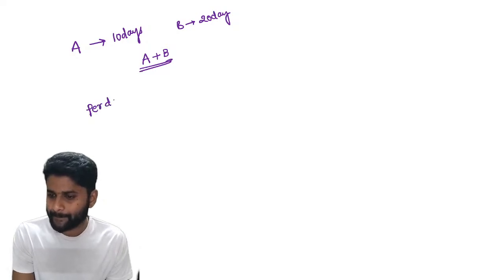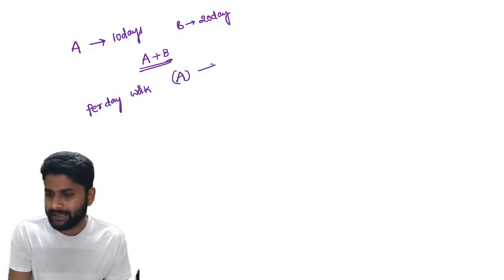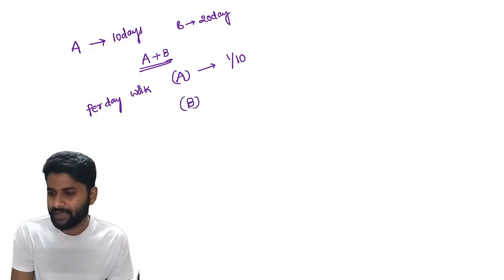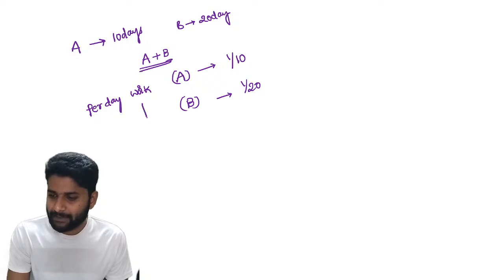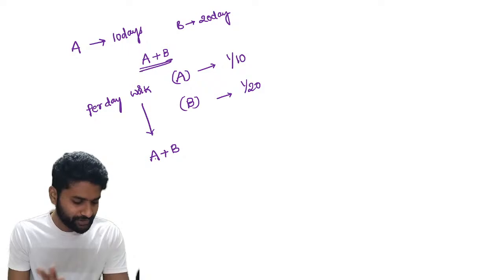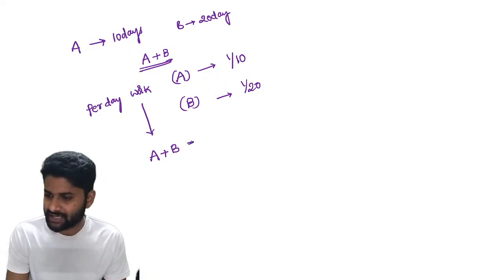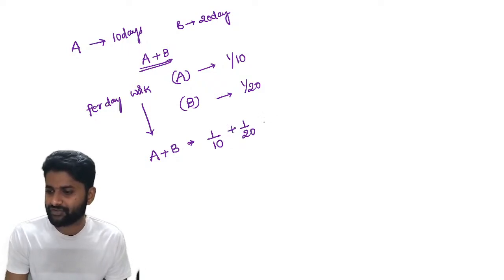Per day work. Per day work of A is 1 by 10. Per day work of B is 1 by 20. Now let's see, in per day, if A and B work together, how much work they will complete. Let's go through this traditional calculation. A efficiency is 1 by 10. B efficiency is 1 by 20.